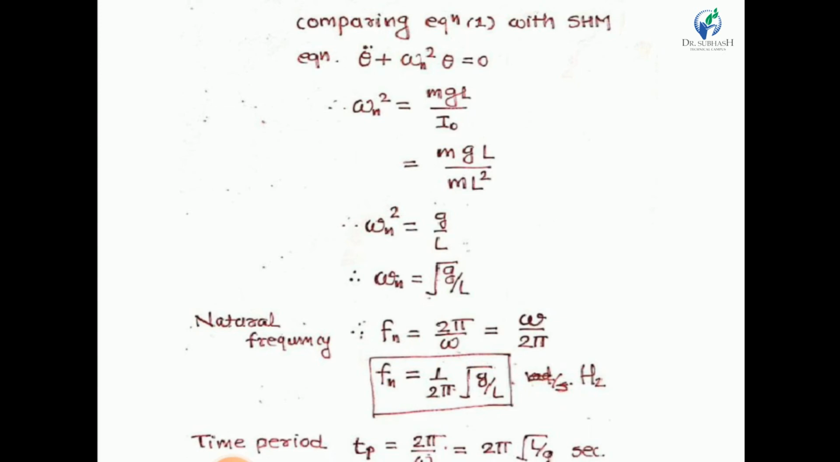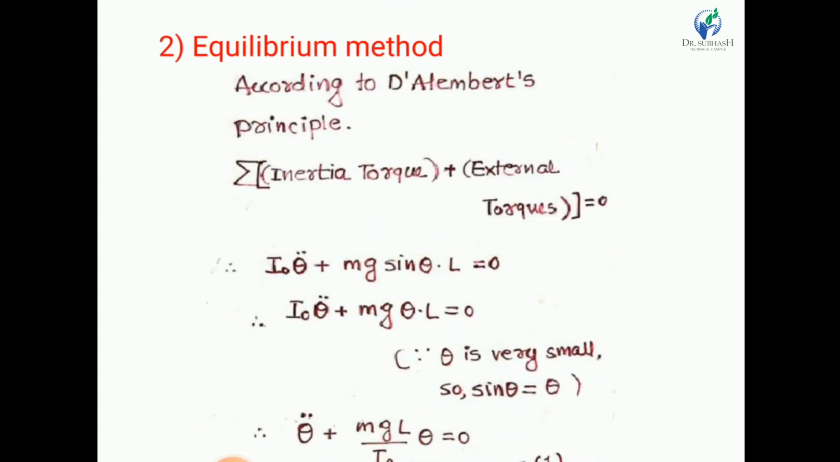And if we want to determine the time period, then time period is equal to 2 pi upon omega, so 2 pi under root l by g. So this is the equation of time period and natural frequency of a simple pendulum by the energy method. Now we see another method. It is the equilibrium method.